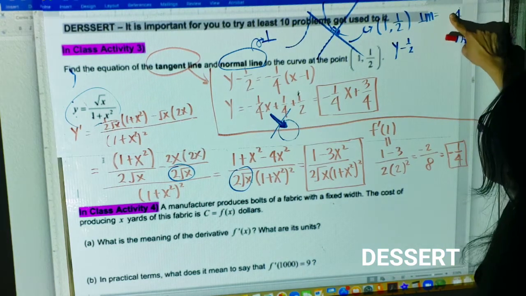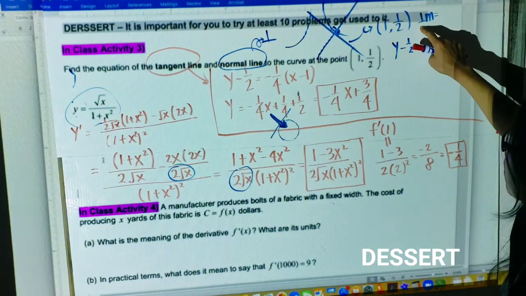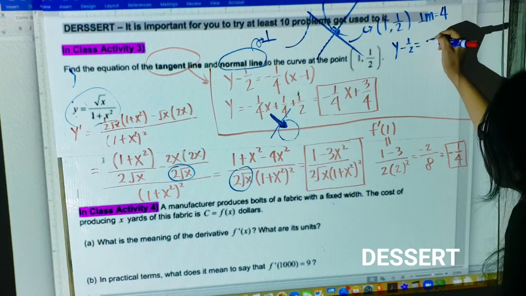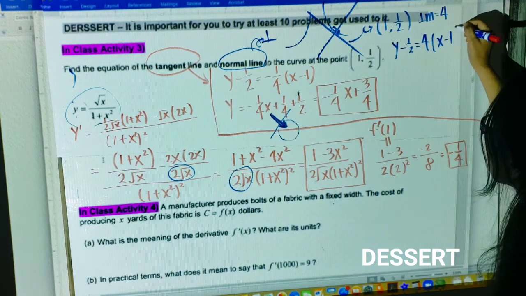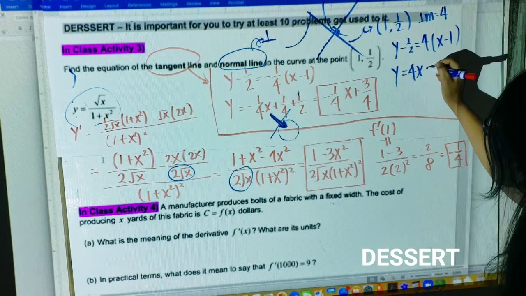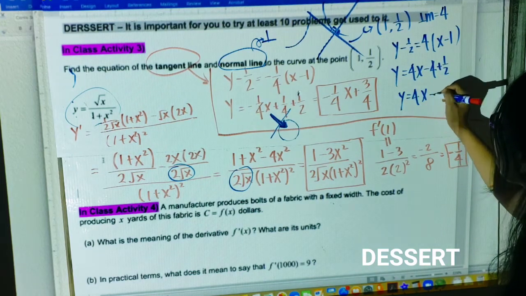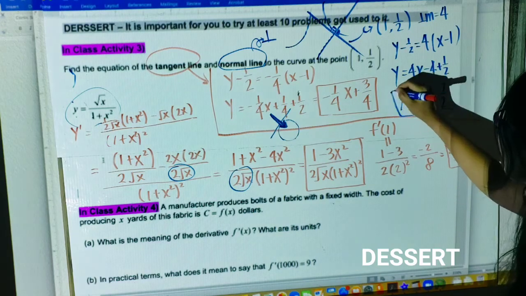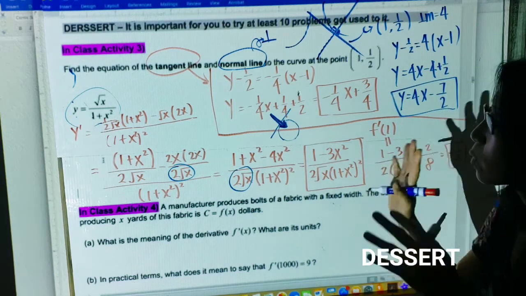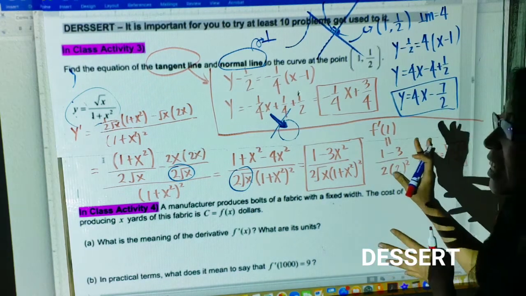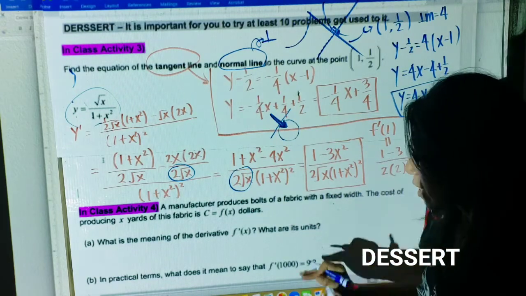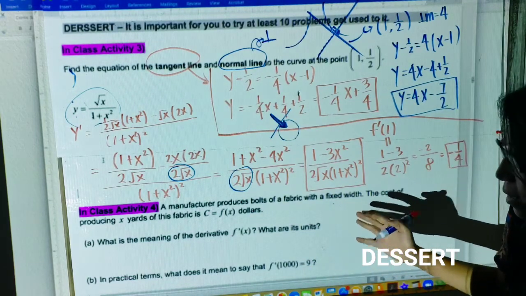Oh, big mistake. The perpendicular slope should be 4. So 4 times (x minus 1). So if I organize, 4x minus 4 plus 1/2, so I get 4x minus 7/2 as my normal line. I just want you to know those words. So that was in-class activity 3. And then let's continue with example in-class activity 4.